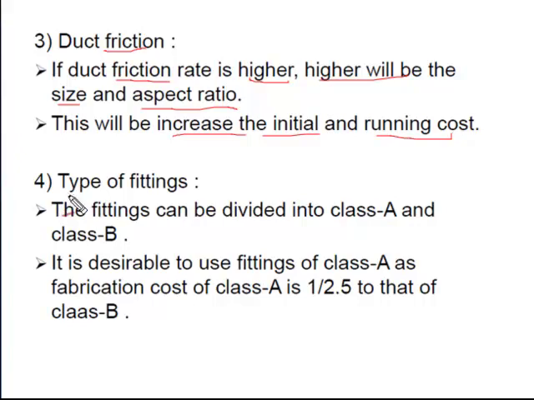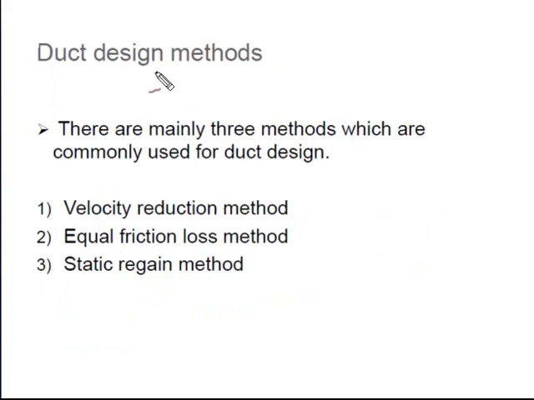This is the fourth parameter, types of fitting, which is considered when we design a duct. In this, the first point is that fittings can be divided into class A and class B. It is desirable to use fittings of class A, as the fabrication cost of class A is 1 by 2.5 that of class B. Now we have come to the duct design methods.